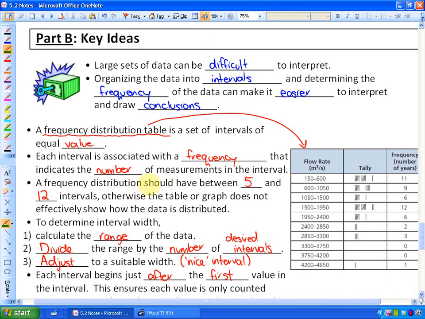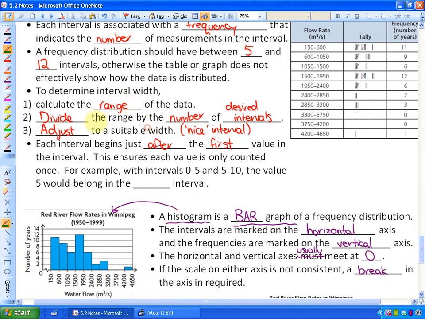A frequency distribution should have between 5 and 12 intervals. So in other words, a bar graph or a line graph should have between 5 and 12 sets of intervals. Otherwise, the table or graph does not effectively show how the data is distributed. To determine the interval width, there's two ways. You could just use a guess and check method, depending on your data, or you could calculate the range of the data. You could divide the range by the number of desired intervals, and then adjust to a suitable width, or a nice interval. So use a nice number to go up by on your intervals.